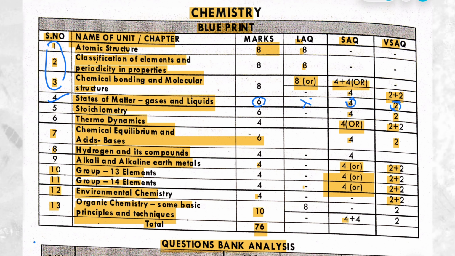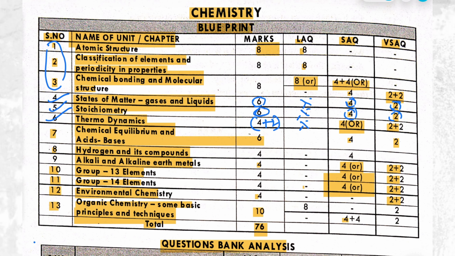Total 6 marks. Similarly, stoichiometry has the same 6 marks, with no LAQs here also. One SAQ, one VSQ. And also thermodynamics. Here also we have 6 marks. Don't forget. There is no LAQ here, but 4 plus 2. Sometimes they ask 2 SAQs.